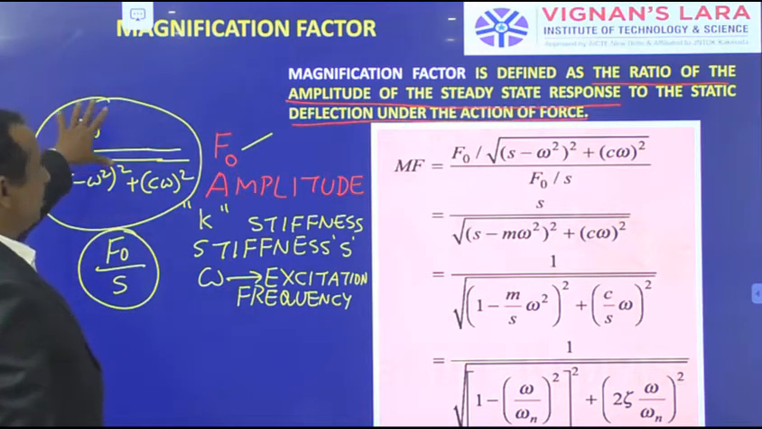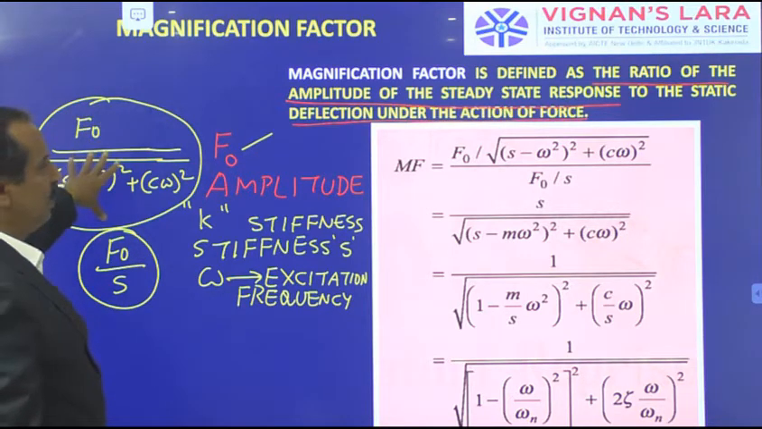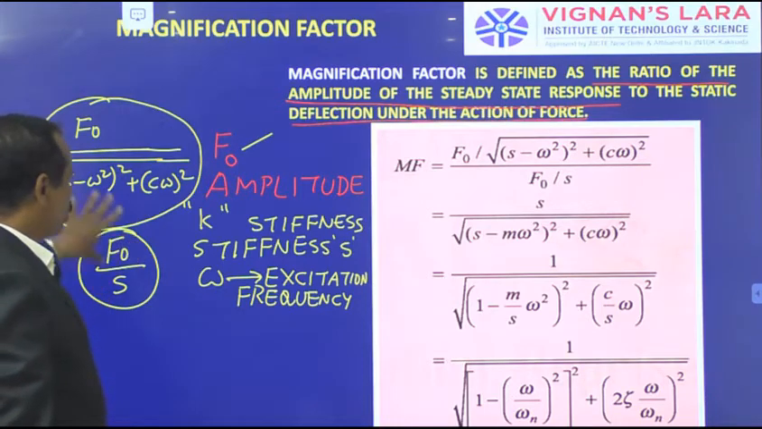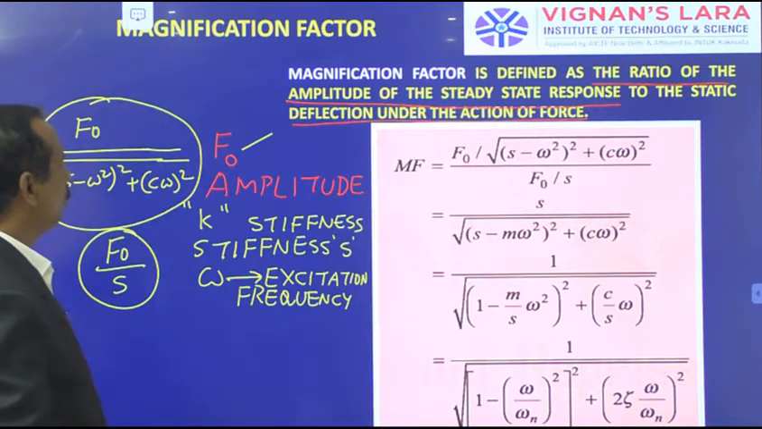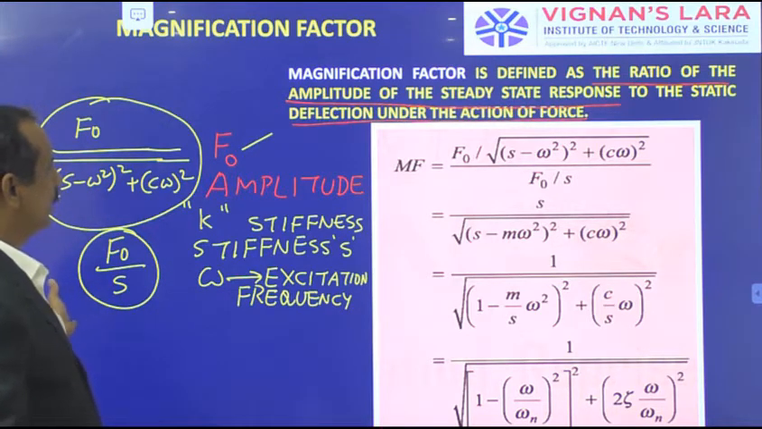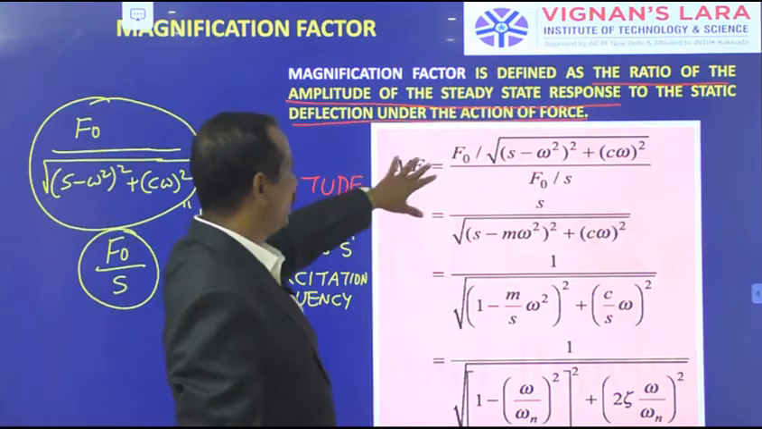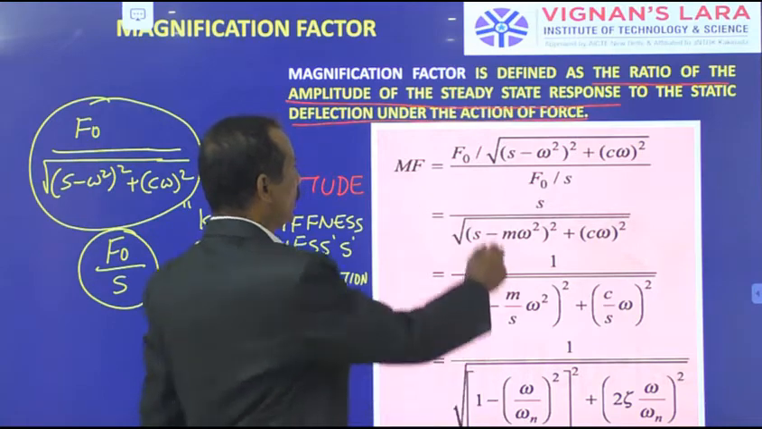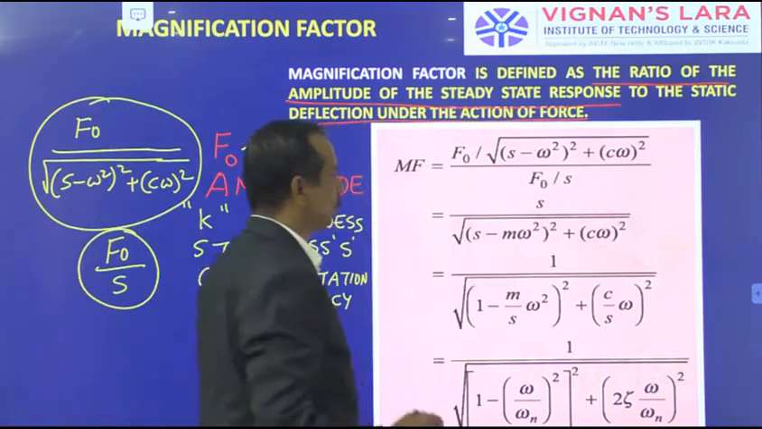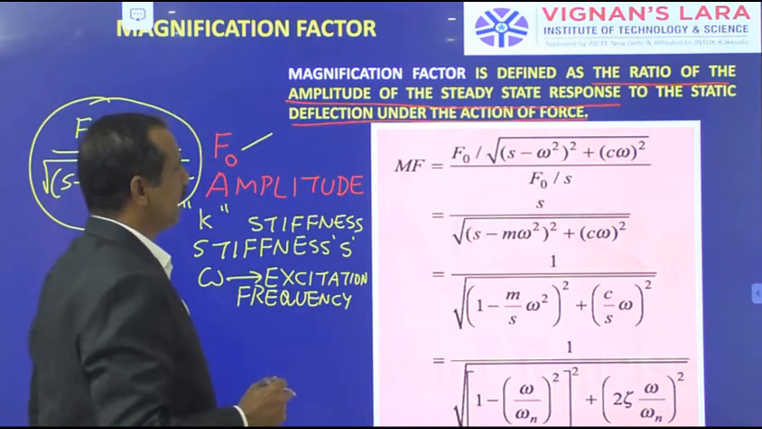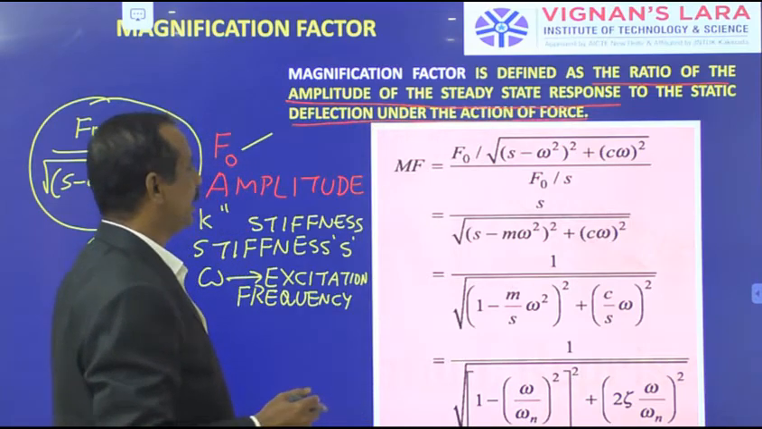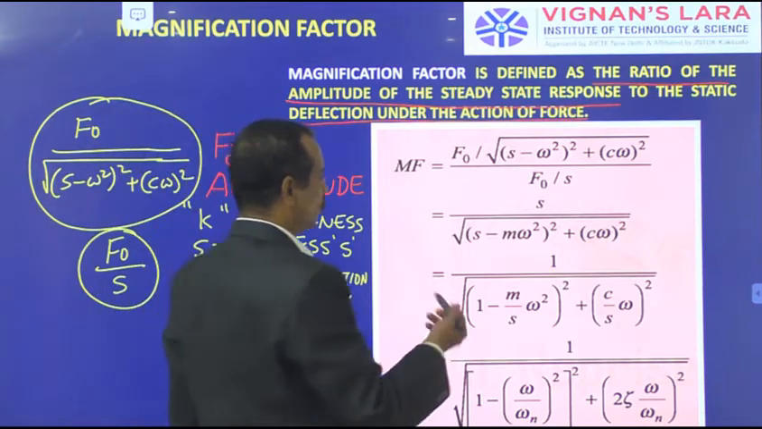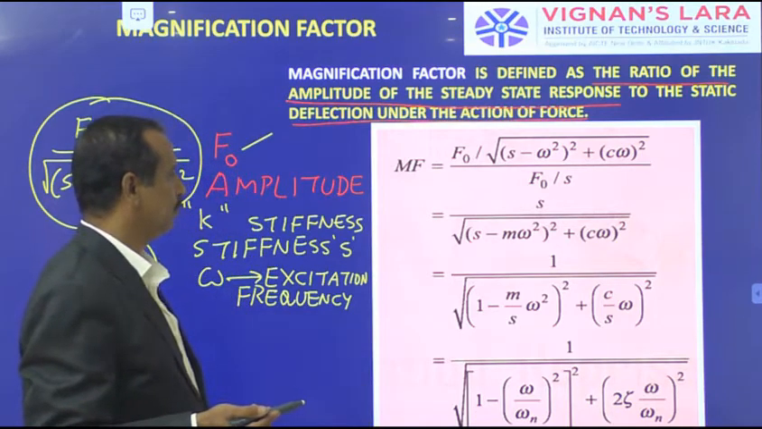So this is the vibration and its corresponding amplitude when you apply a force of F0, and this is the deflection or deformation if the same force is applied under a non-vibrating, static mode, isn't it? So in the ratio, F0 gets cancelled, and you can see s goes into the numerator: s divided by the root of (s minus m omega square) whole square plus (c omega) whole square. Then I can rearrange these terms as per my requirement in terms of omega and omega n.